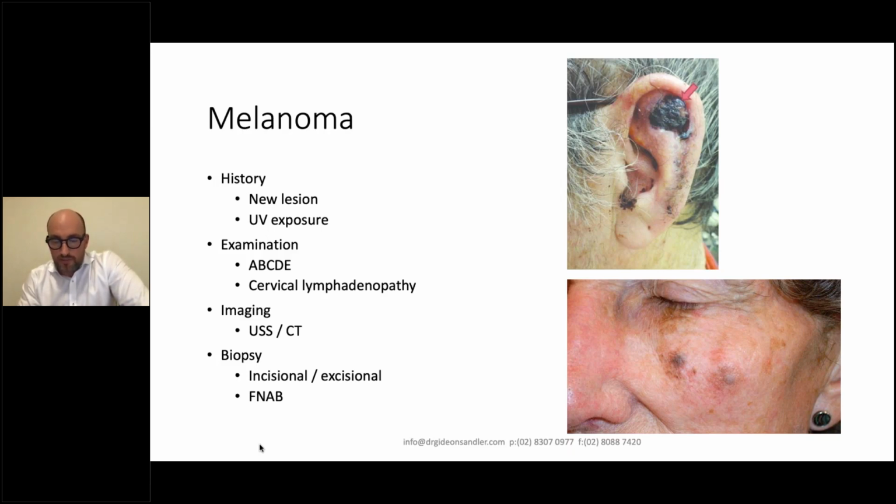I'll explore sentinel lymph node biopsy and melanoma in more detail in the lecture that I'll be giving on, I think it's the 13th of May. A fine needle aspiration biopsy is all that you need to diagnose melanoma, a metastatic melanoma in the head and neck.